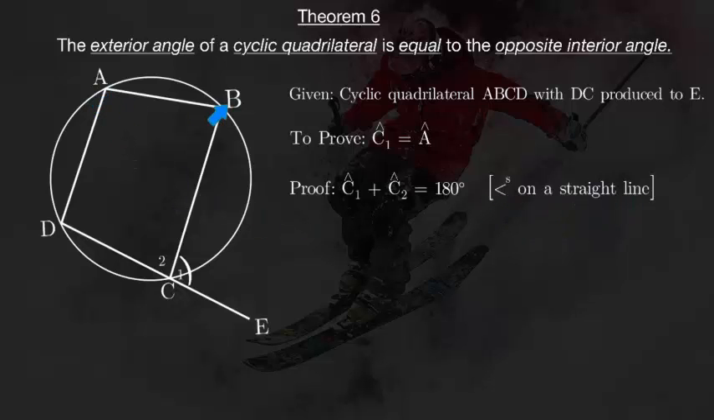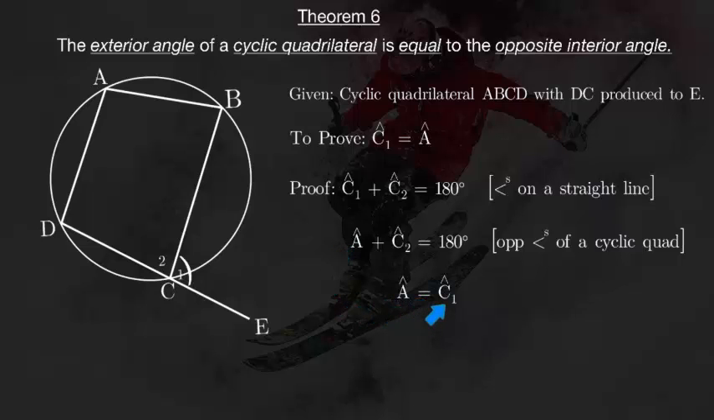Now we also know that ABCD is a cyclic quadrilateral, and we learned before that the opposite angles of a cyclic quadrilateral add up to 180 degrees. So in other words, angle C2 plus angle A is also 180 degrees. Now let's write that down. Angle A plus angle C2 is equal to 180 degrees because the opposite angles of a cyclic quadrilateral add up to 180 degrees. Now, C1 plus C2 is 180 and angle A plus C2 is also 180. In other words, angle C1 and angle A have to be equal. So angle A is equal to angle C1.